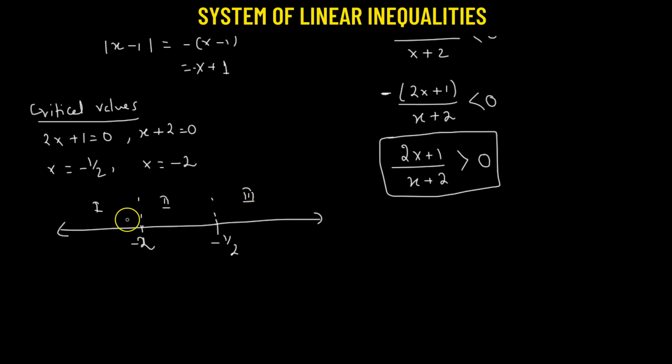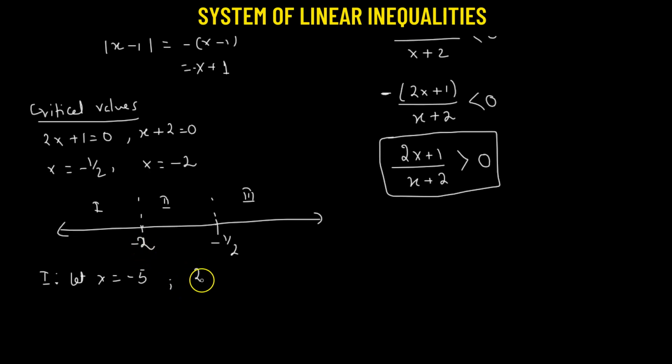And in each region, we'll consider certain values of x, and we will check whether that particular value of x is going to make our expression (2x plus 1) over (x plus 2) positive or negative. So let's do that. We'll start with region number 1. Let's take a value where x is less than negative 2. So we'll begin by taking x equals negative 5. You can take any random value as long as it's less than negative 2.